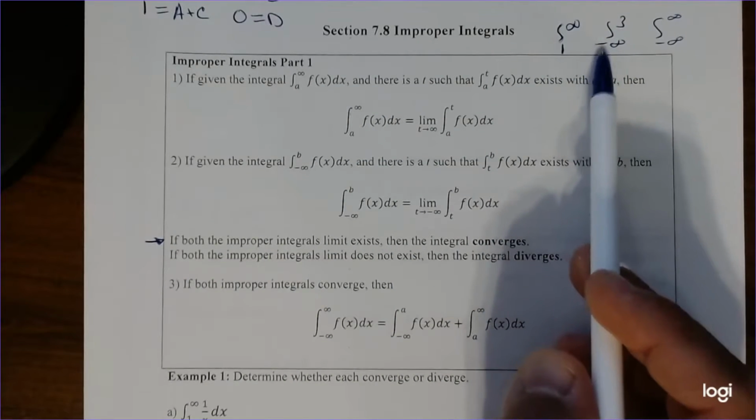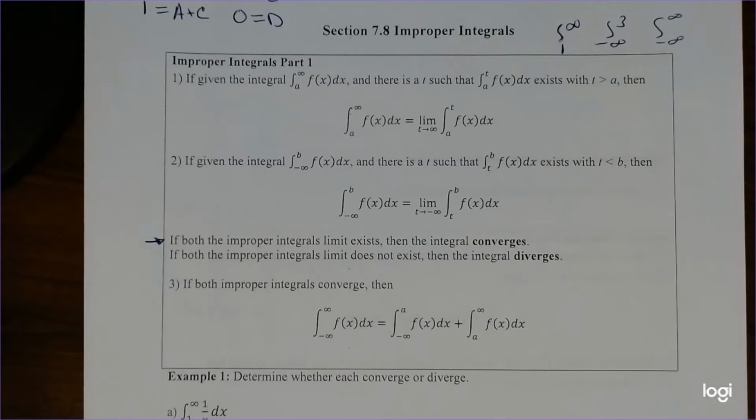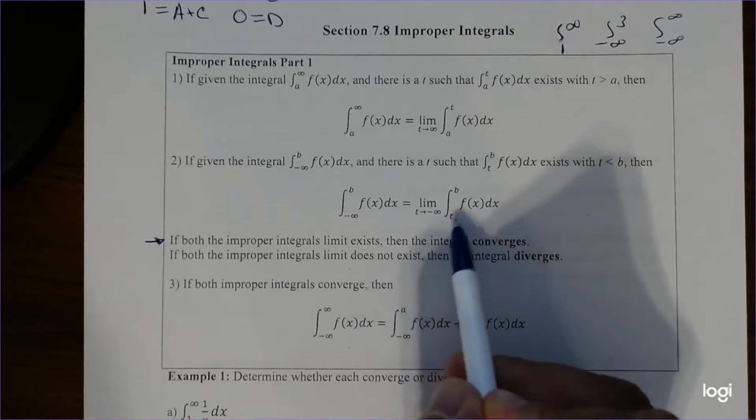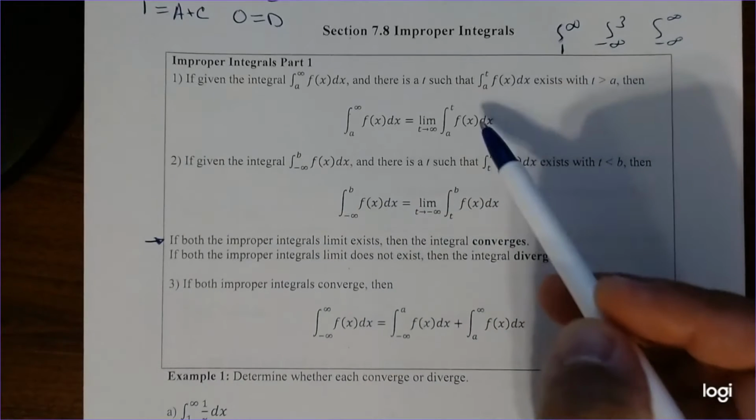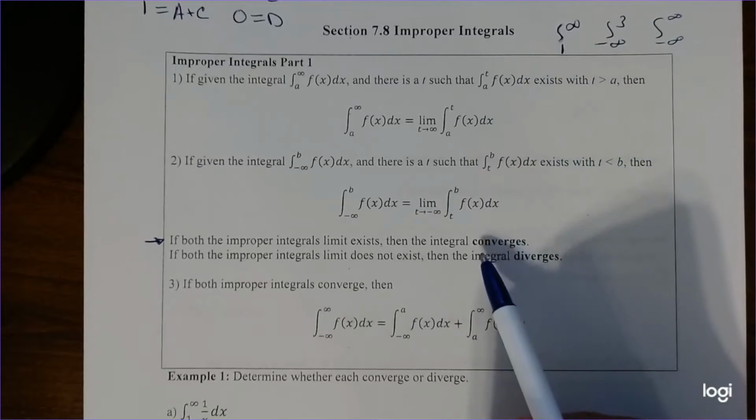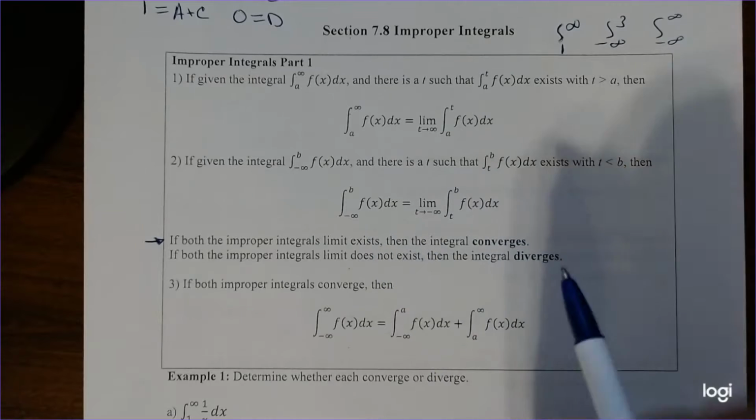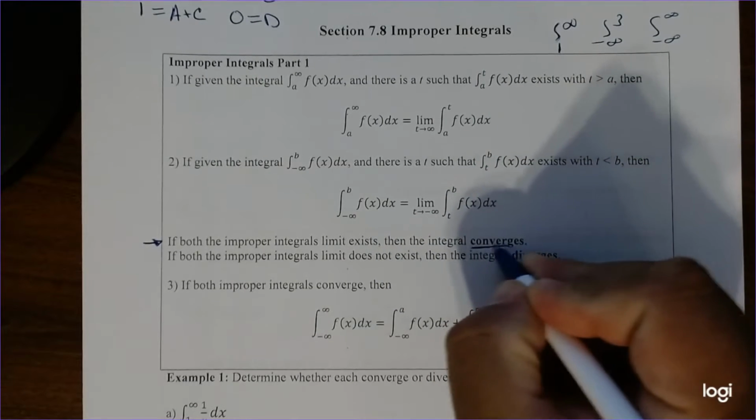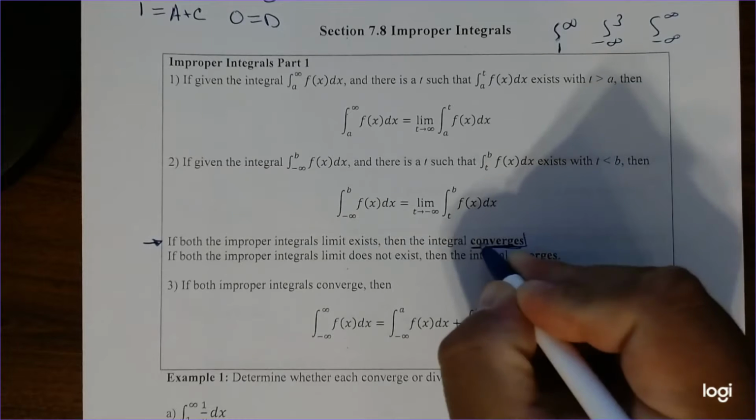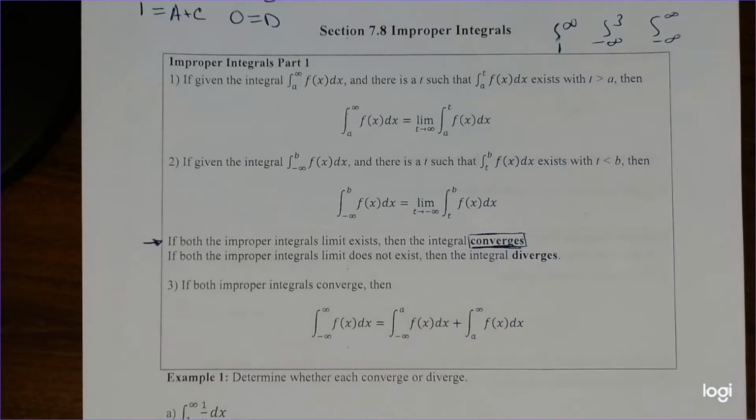The second type is the opposite. If it goes from negative infinity to a value itself, same thing, we take the limit as t goes to negative infinity this time. Both of these converge if the limit does exist. We'll talk about convergence way down the line, but this is a brief introduction. Convergence means it goes to a number. Sometimes we won't be able to find that number, sometimes we will, but it converges to a single number itself.